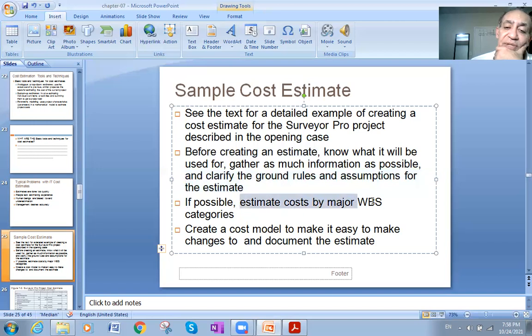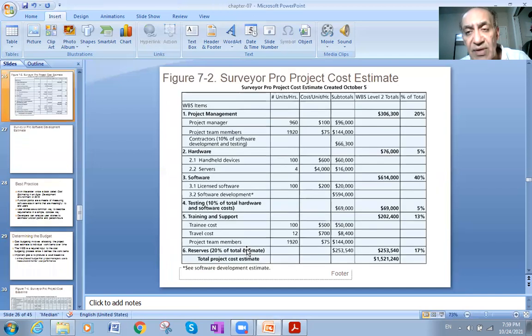If possible, estimate cost by major WBS categories. So you will go by the cost for each stage of the product until the deliverable. It's better to do this, each task, how much it will cost, and so on. Create a cost model to make it easy to make changes to and document the estimates. So make a model of your work, with templates, so that when you need to work again, you can do the same.